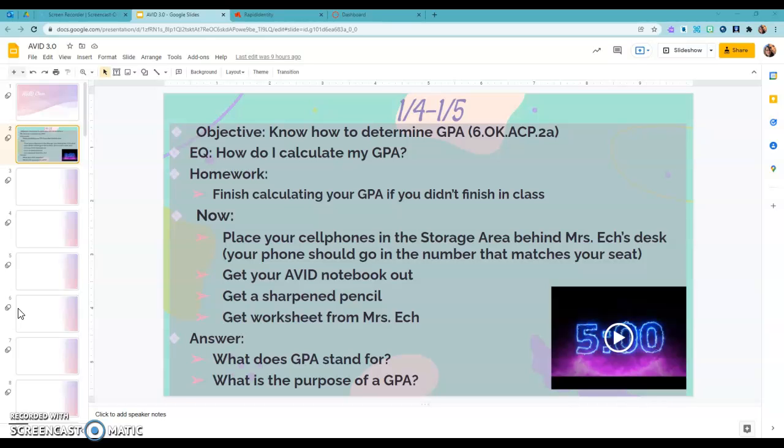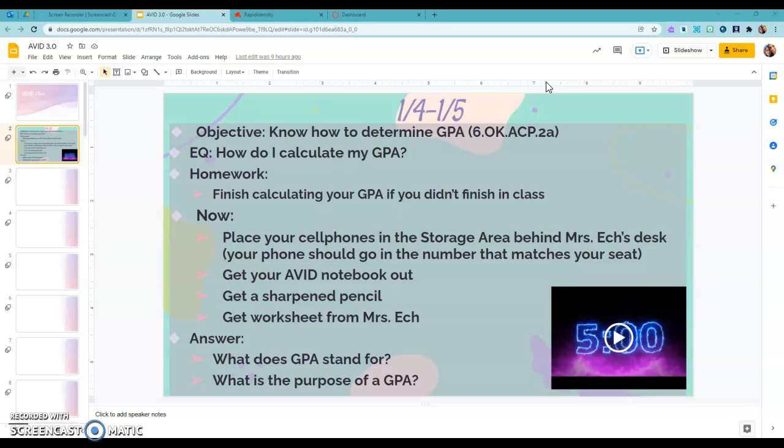I'm going to do a quick video to run you through the lesson being taught to A and B Day on January 4th and 5th. The objective is to know how to determine GPA. The essential question is, how do I calculate my GPA? Homework was to finish calculating your GPA if you didn't finish in class, and I'll show you that form in a bit.